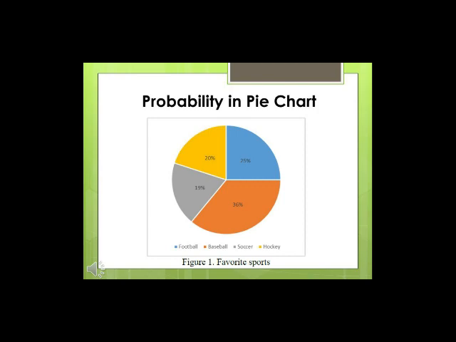As an example, the pie chart in the current slide represents the favorite sports of 100 people in a village. The probability of meeting a person whose favorite sport is baseball is 36%. Likewise, the probability of meeting a person whose favorite sport is football is 25%. In this example, the probability is equal to the proportion of the chart taken up by that group of people with the same favorite sport.